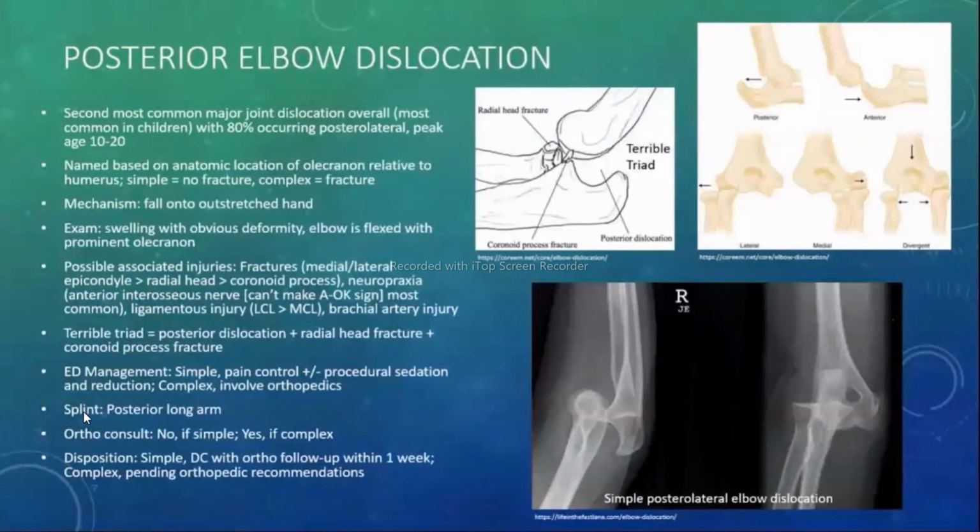Okay. After that is a splint, posterior long arm. So in the shoulder, what is the treatment? Arm sling. Okay, so you can do a cast and arm sling. Here the splint will be a posterior long arm. Okay. Also consider if complex. Regarding disposition, if simple, you can discharge the patient with orthopedic follow-up. It means in clinic, within how many weeks? 1 week. If complex, then orthopedic recommendation.